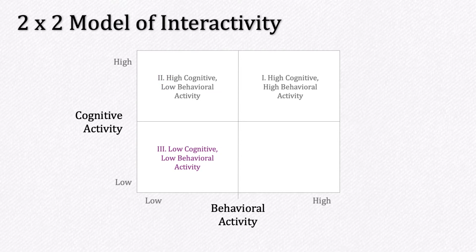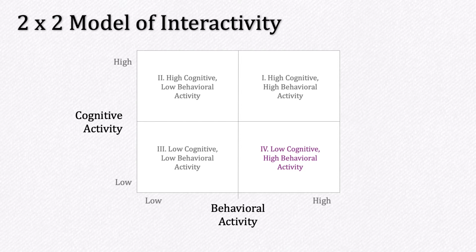Now, the worst case scenario is shown here in the third quadrant, where you have very little cognitive activity and very little behavioral activity. That's probably the least effective way to actually have somebody learn something. One of the things we've discovered with multimedia is we don't necessarily want the fourth category, where a learner is cognitively not very active, but doing a lot of things behaviorally.